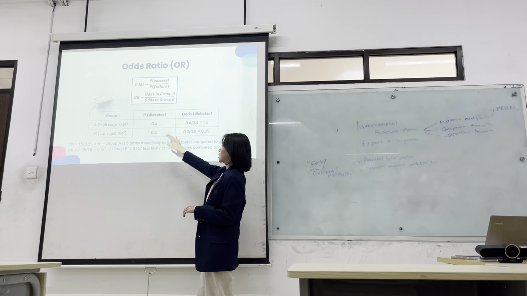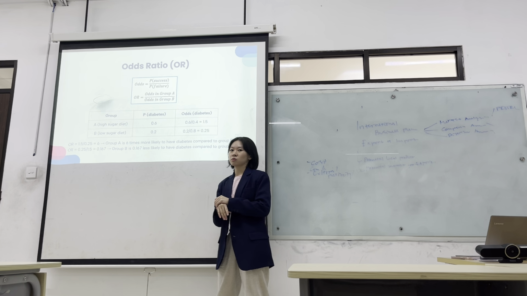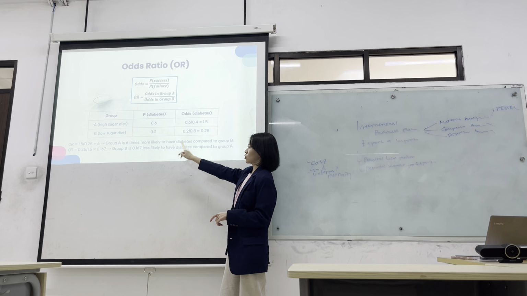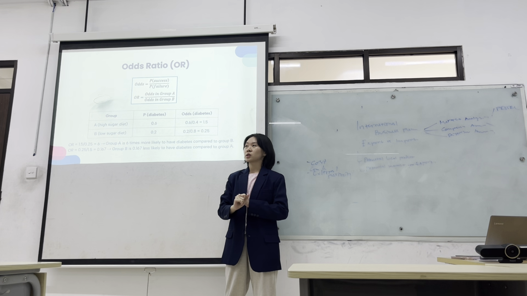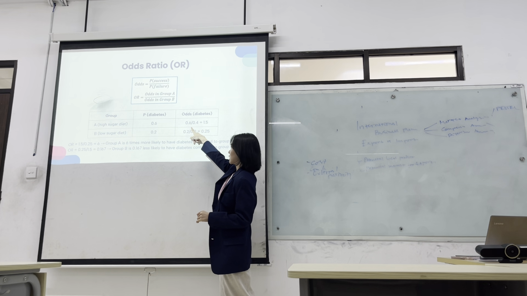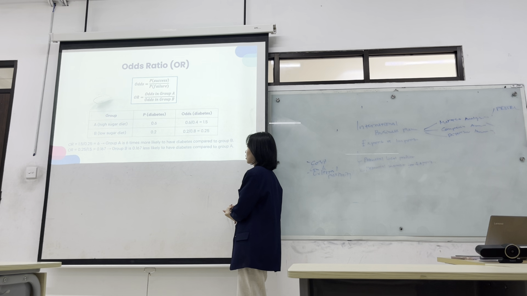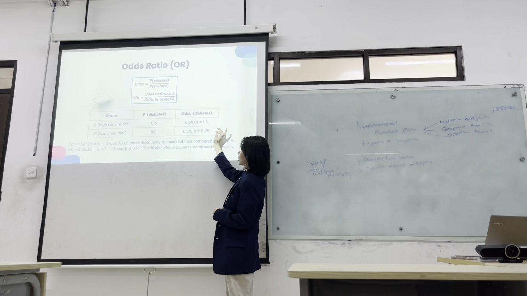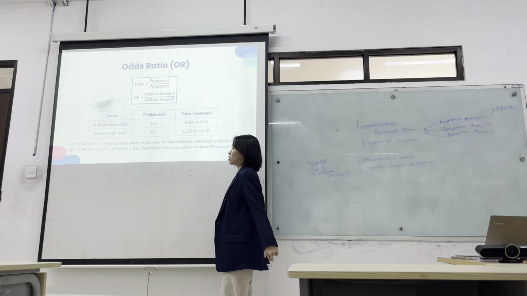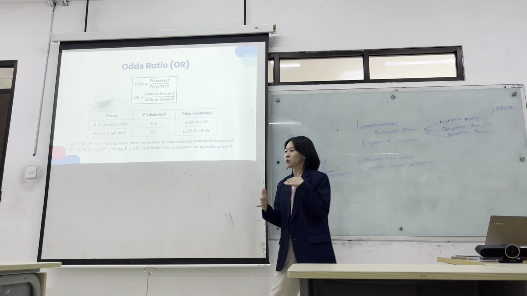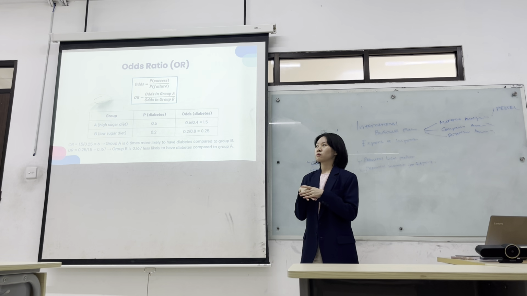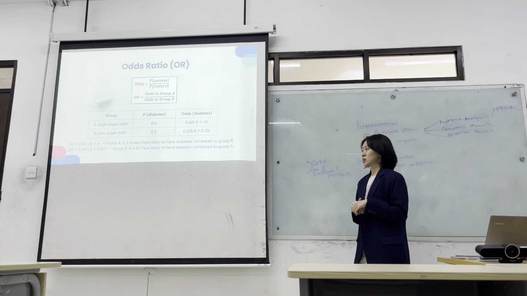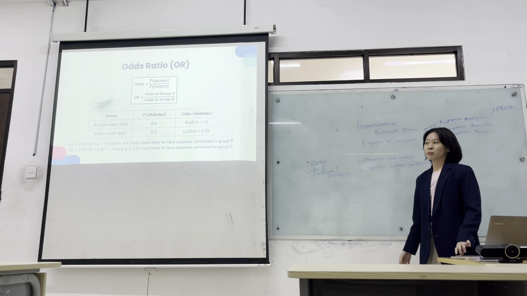For example, this is the probability of diabetes, in which we consider diabetes as a success. So if we want to find the odds of diabetes for group A, which is the group with a high sugar diet, then we get 0.6 divided by 0.4 equals 1.5. And for group B with the low sugar diet, it is 0.2 divided by 0.8. So if we want to find the odds ratio, we can simply divide the odds of group A by the odds of group B. We get 6, which means group A is 6 times more likely to have diabetes compared to group B.